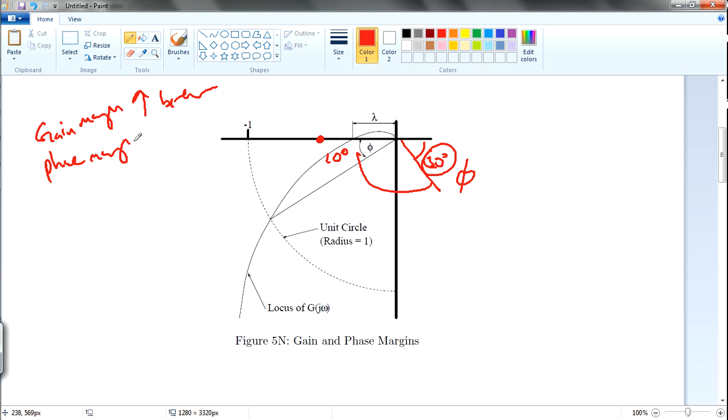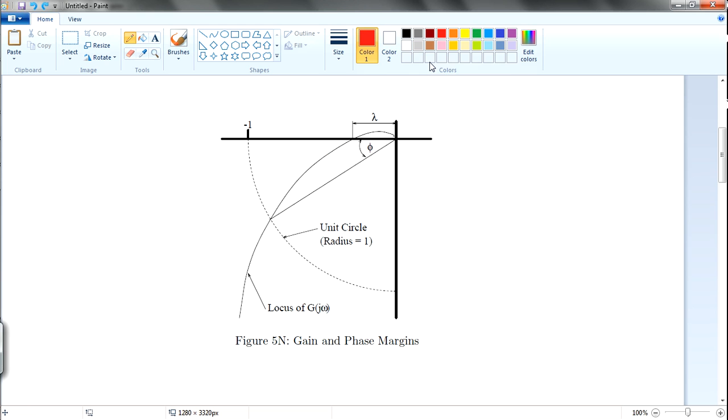Phase margin: higher is better. Okay, you need to remember that. So higher is better. And then how does the phase margin work? Let's say you have a root locus. Let me draw it up.